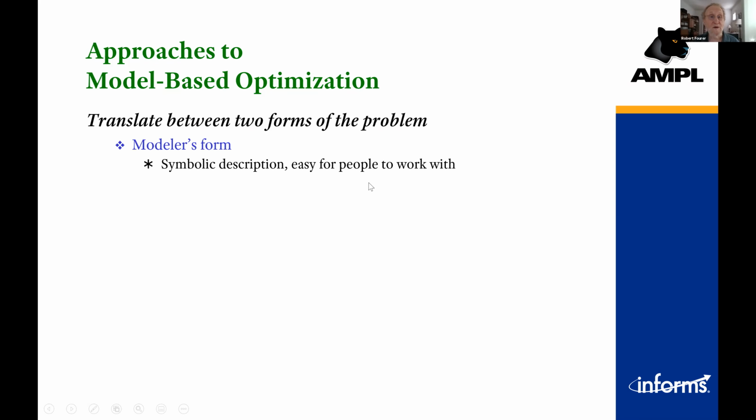And so what you want to do is translate from the modeler's form, which is your symbolic description that's easy for people to work with, to the solver's form that's some explicit data structure that the solver can work with and quickly compute some solution that's valuable to you. Okay? And again, there are two approaches to this.